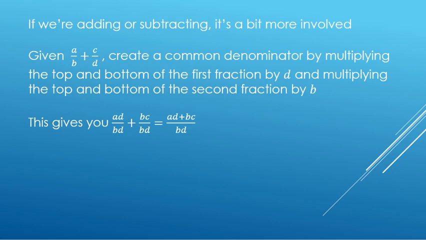If you multiply the top and bottom by b here, you get b times c over b times d. We now have the same bottoms in these two fractions, so now we just add the tops. And that gives us AD plus BC all over B times D. This is the same kind of thing if you were taking the difference of these two fractions. The only difference is that here there would be a minus sign.